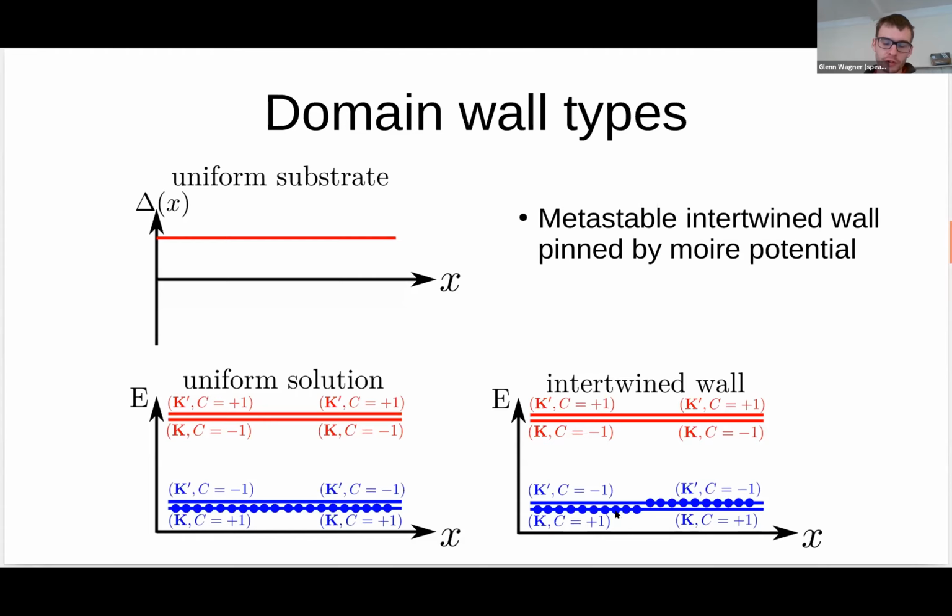But of course, we could have done something else. We could have considered the setup where we have valley K Chern number +1 filled on the left, but valley K primed Chern number -1 filled on the right. And so we have these 2 domains with a domain wall in between. We call this type of domain wall the intertwined wall, because we have this intertwining of valley and orbital degrees of freedom across the domain wall. Both the Chern number and the valley flip.